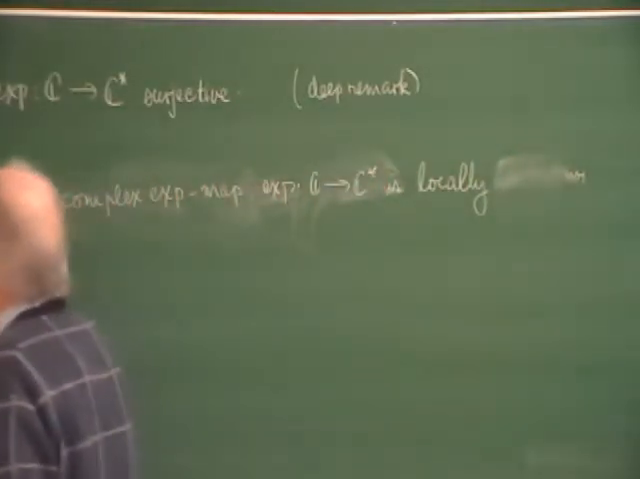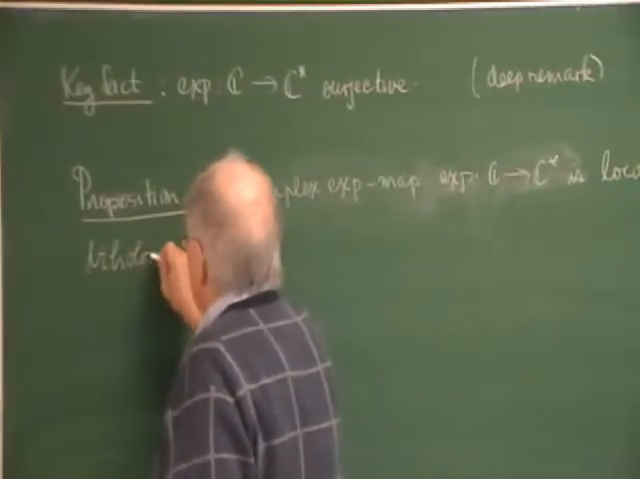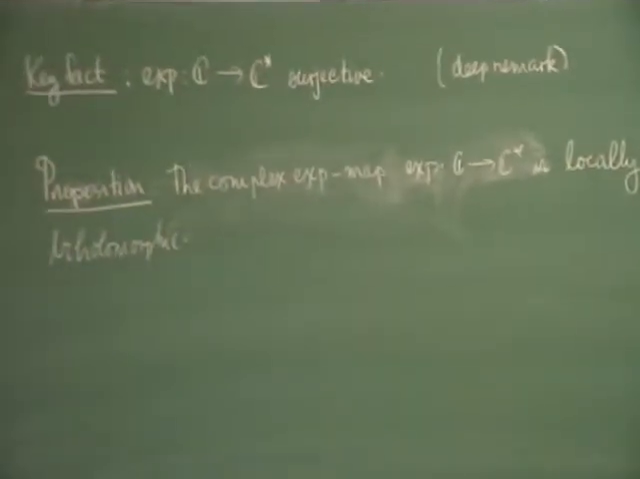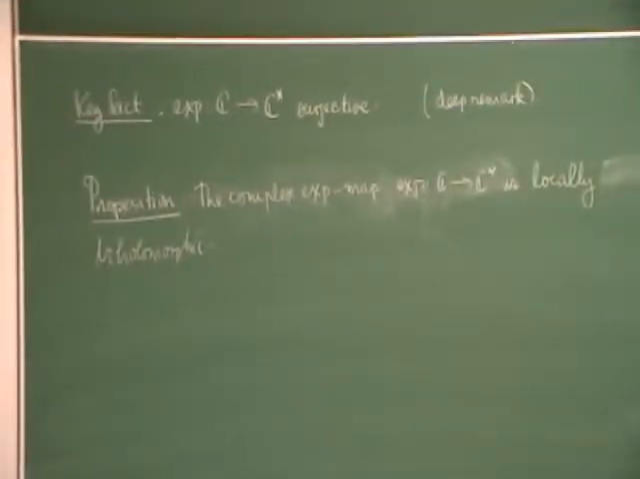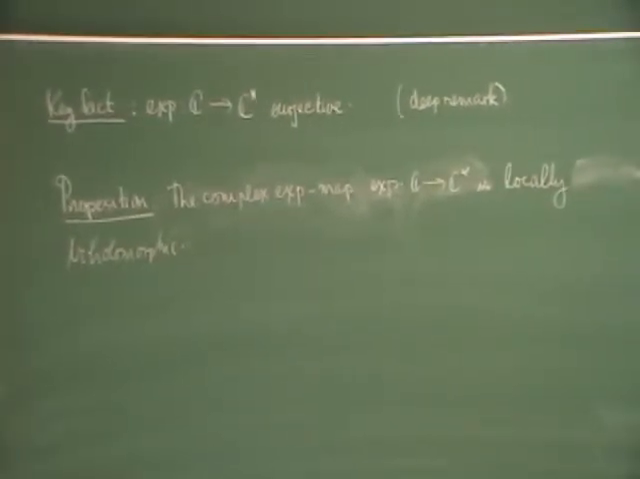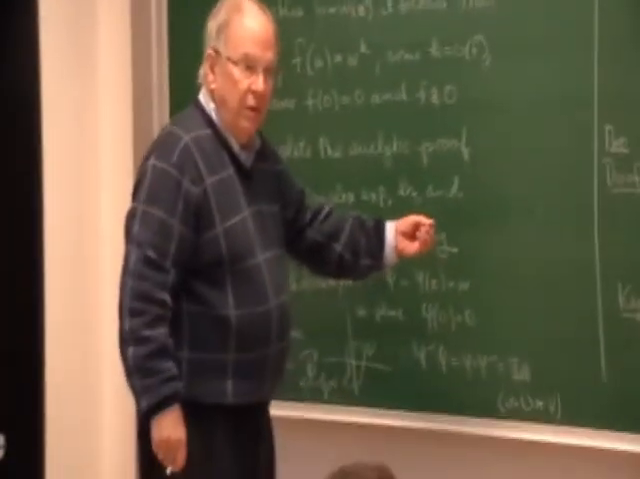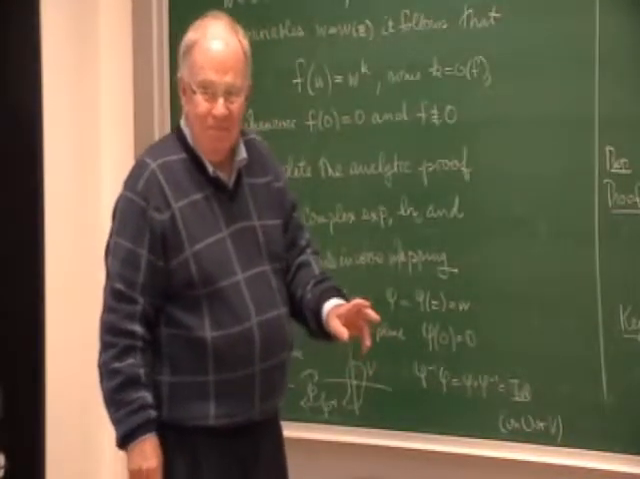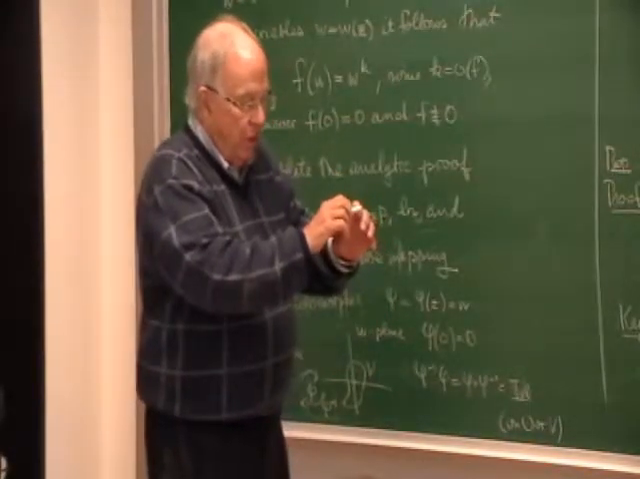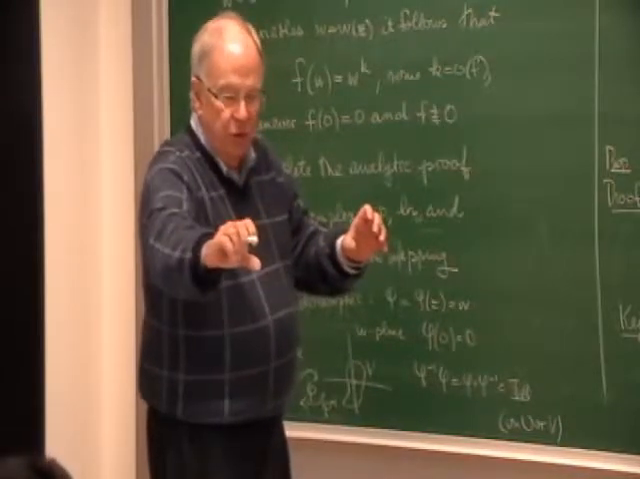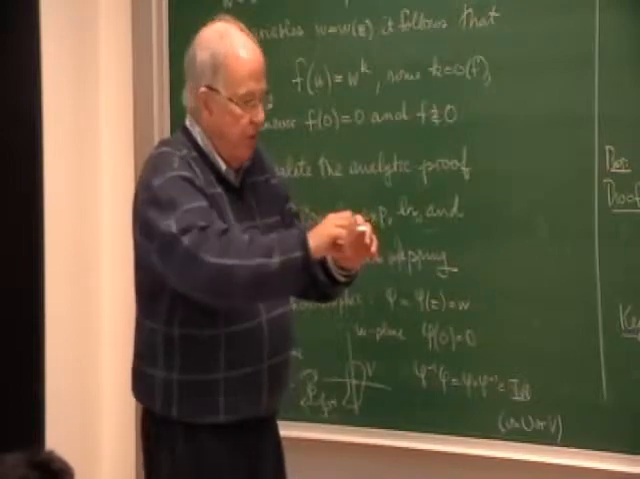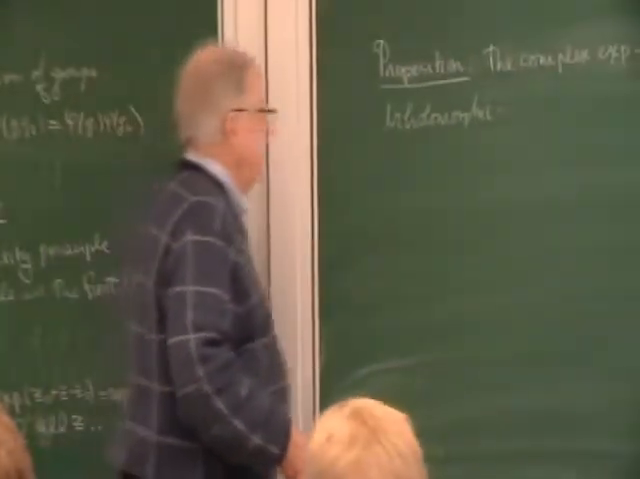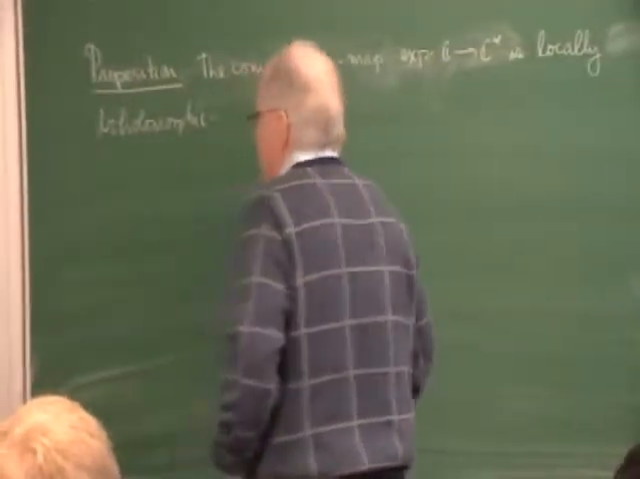Locally biholomorphic. That's why I was so precise here about what it means by locally biholomorphic. I don't know where I talked about it. Oh, here. That means given any point, there's a neighborhood of that point, which we will actually be able to see, which is mapped by the exponential map homeomorphically onto a neighborhood in the image space, and the inverse map is holomorphic. It's the perfect mapping in the setting of holomorphic geometry. It's locally biholomorphic.